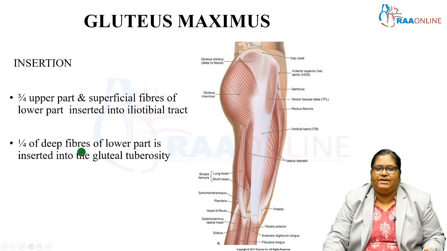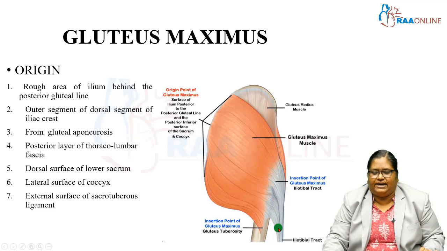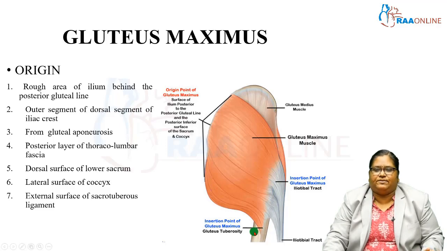Whereas one-fourth, the deep fibers of the lower part, is inserted into the gluteal tuberosity. If you see here, this is the gluteal tuberosity and this is the iliotibial tract. So this is the insertion point of the gluteus maximus in the iliotibial tract. Three-fourths of it gets attached to the iliotibial tract, whereas one-fourth gets inserted into the gluteal tuberosity.